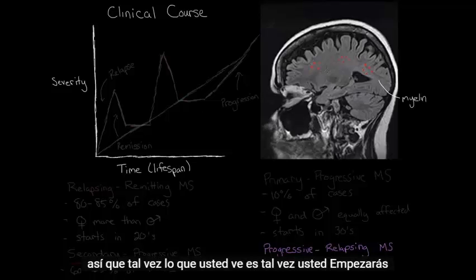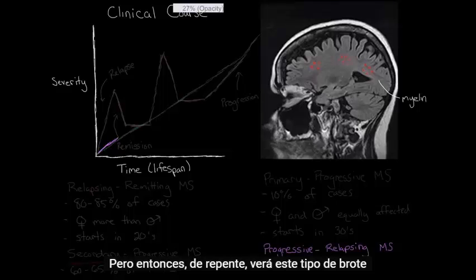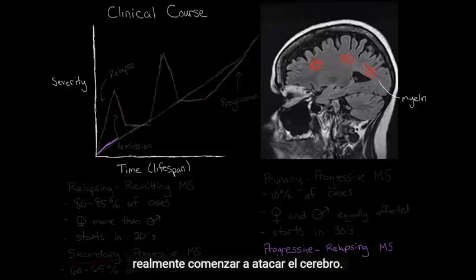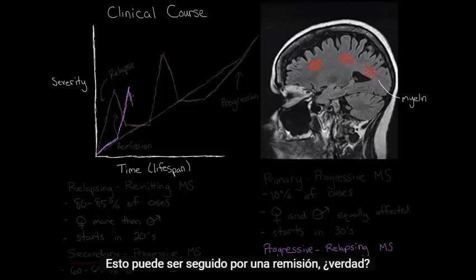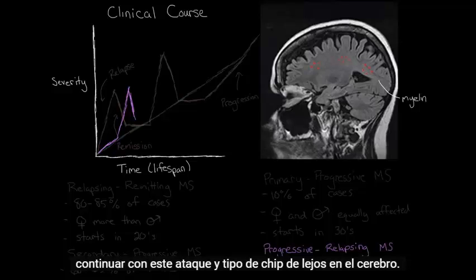So maybe what you'll see is, maybe you'll start off having this kind of light inflammation over here. So maybe the disease will kind of start off progressively getting worse and worse. But then, all of a sudden, you'll see this kind of flare-up where you get a lot more immune cells that really begin to attack the brain. And when this happens, we enter a relapse. This can be followed by a remission, right? When all those immune cells kind of start to go away. But maybe there is some left over that'll continue this attack and kind of chip away at the brain.